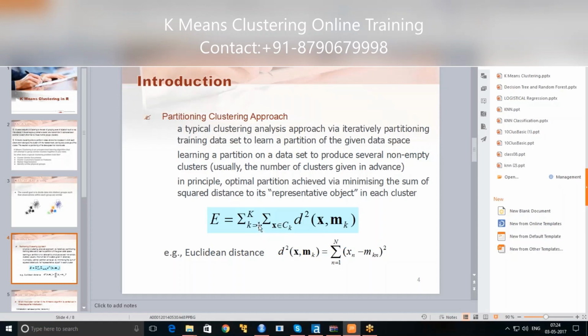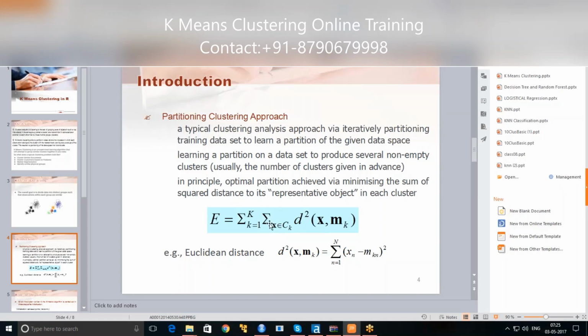So for each cluster, it's trying to find the distance between the mean, that is m_k, and the point. So this is the point within the cluster, and this is the mean of the cluster, and we try to find the distance between the mean and the point for each group. This is for each group, and this is for all the groups, 1 to 10. So if you are taking the first group, then it will come to the next point.